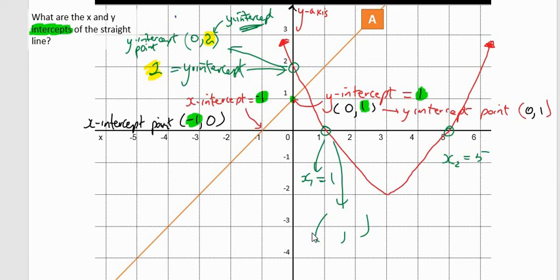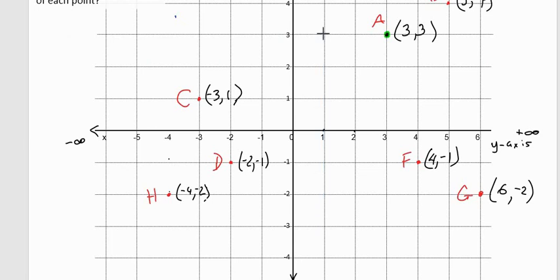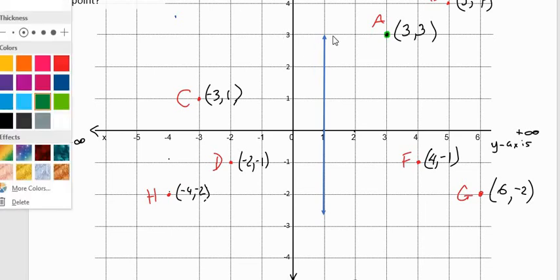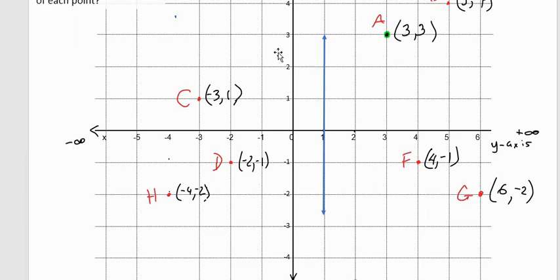Think about it. Remember we said if a point is somewhere out here, you don't go across the y-axis to get the x value. You simply go down to the x-axis. But this is already on the x-axis. Look at this. If I put a straight line here, which axis does this straight line cut? The x-axis.